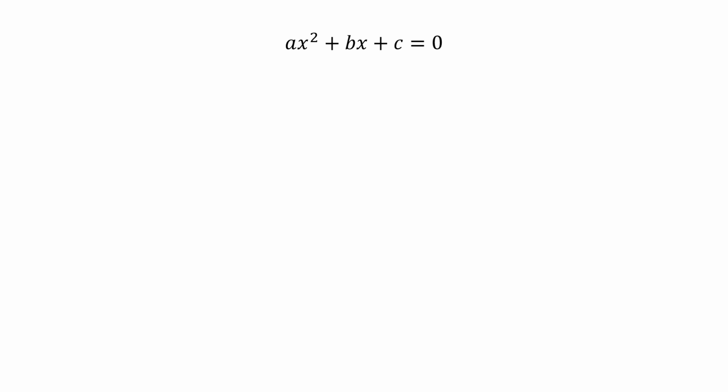Now, the first thing you have to do is make sure they're in descending order, and that it is set equal to 0. Once they're in descending order of variables, and once it's set equal to 0, you can assign your values to a, b, and c, and those are going to come into play with what is called the quadratic formula. And this is the quadratic formula. It's never going to change. X equals negative b plus or minus b squared minus 4ac over 2a.